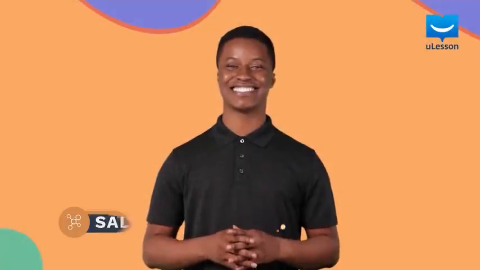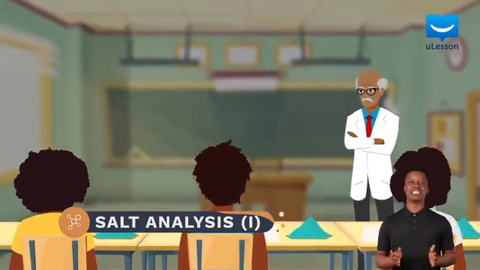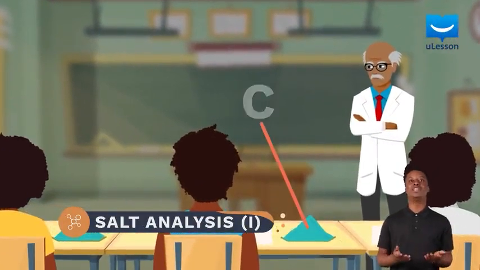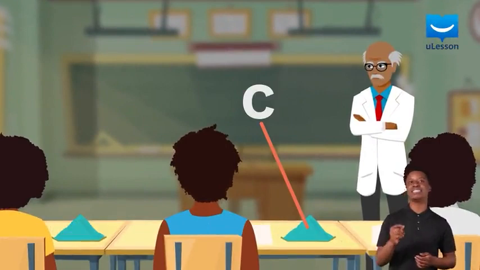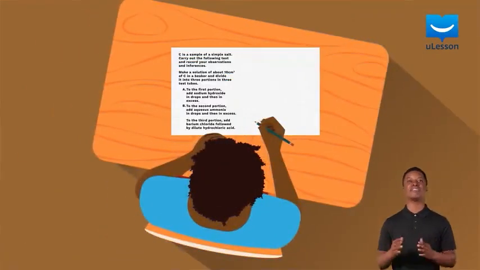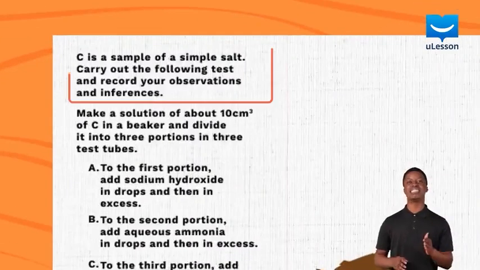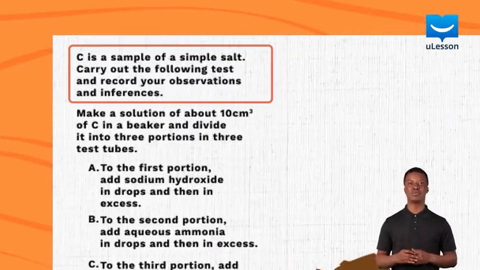So hello guys. During a practical examination, you may be given a blue crystalline solid labeled C and a question paper with the following question. C is a sample of a simple salt. Carry out the following tests and record your observations and inferences.